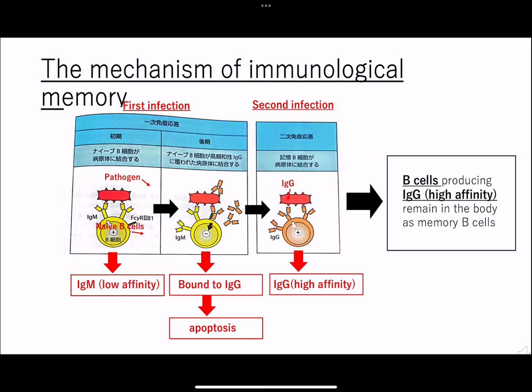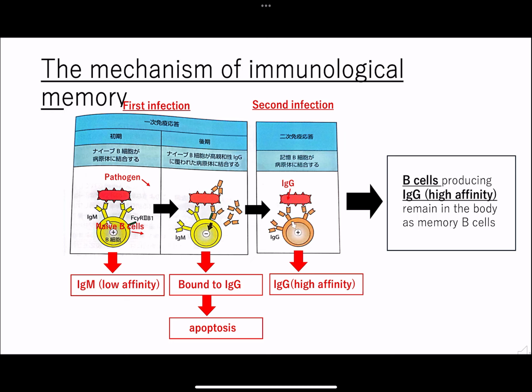First, let's look at the function of memory B cells. In the early stages of infection, naive B cells recognize the antigen with IgM receptors and become plasma cells that produce antibodies specific for this antigen. However, these plasma cells produce only IgM antibodies with low affinity for the antigen. In the late stages of infection, IgG antibodies, which have a higher affinity for the antigen than IgM antibodies, begin to be produced. Naive B cells with IgM receptors bind to IgG antibodies and undergo apoptosis, so the number of naive B cells with IgM receptors decreases as the production of IgG antibodies increases.